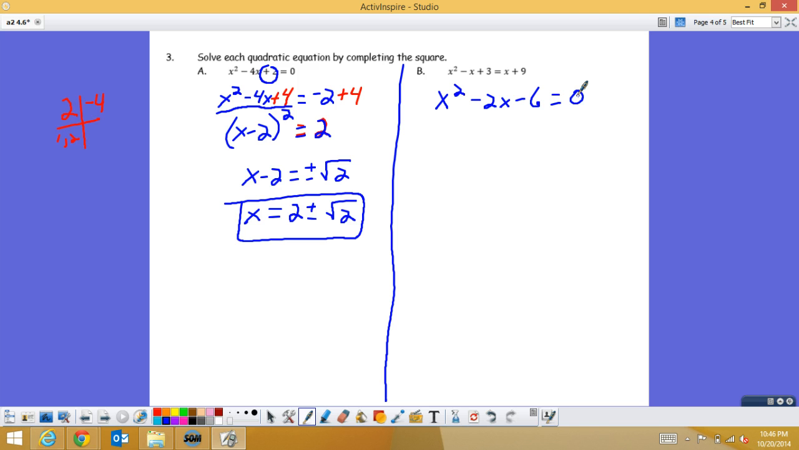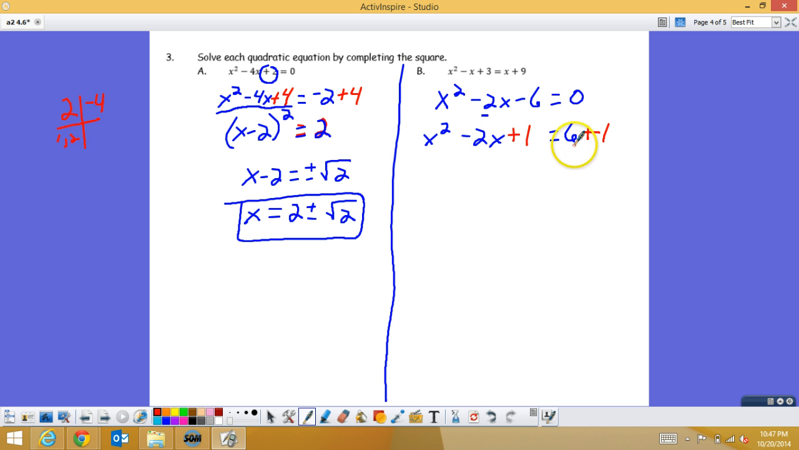So since a is 1 and b is even, I'm going to go ahead and complete the square on this one. So the first step is to clear that 6. I'm going to get that constant on the other side. And now to figure out what to add over here, I'm going to take this b value and take half of it. Half of 2 is 1, and 1 squared is 1. So I'm going to add 1 to both sides.